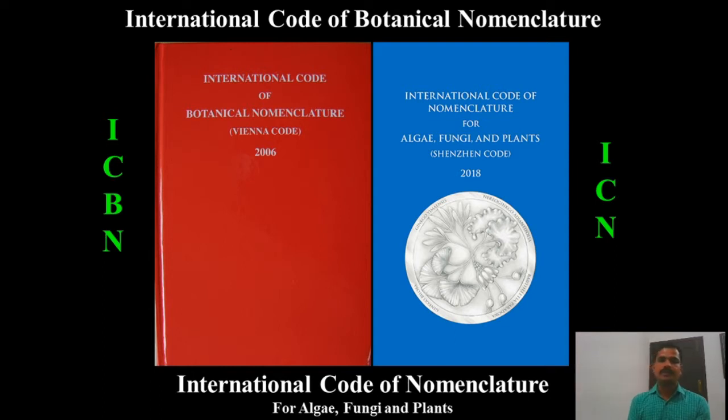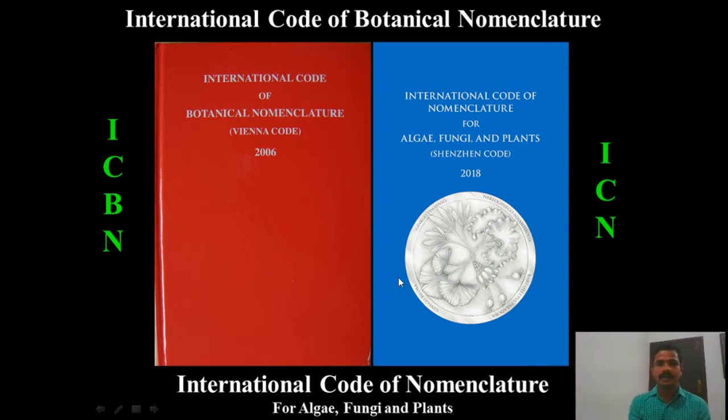And the process of giving names is governed by an international code, a set of rules. Earlier, it was known as International Code of Botanical Nomenclature. Now, the code is known as International Code of Nomenclature for Algae, Fungi, and Plants. Earlier, it was ICBN. Now, the abbreviation is ICN, International Code of Nomenclature for Algae, Fungi, and Plants.